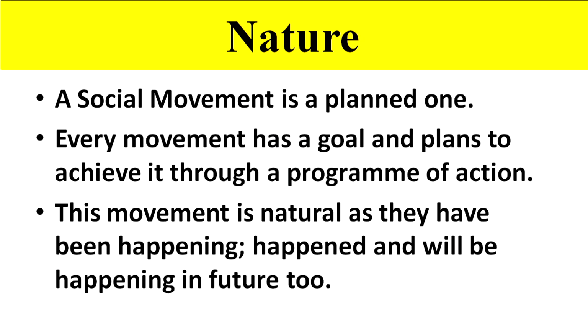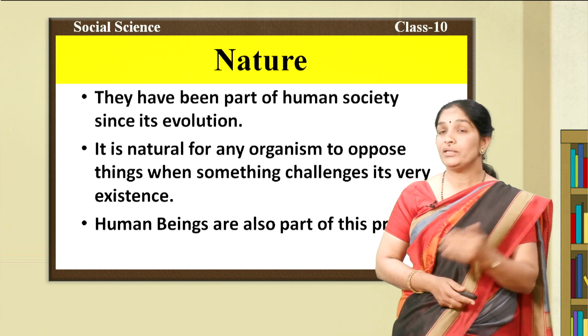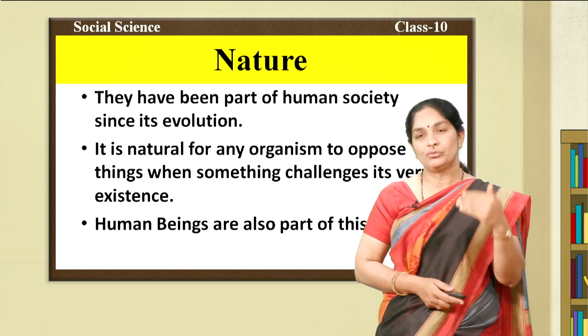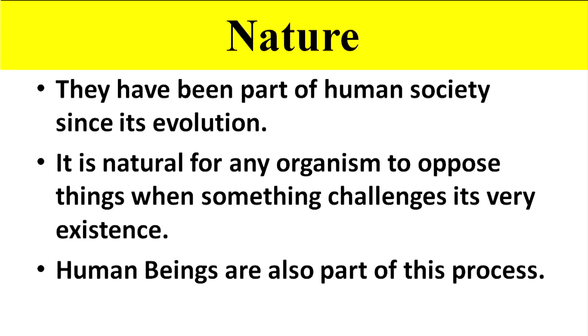And this movement is natural as such movements have been happening and will be happening in future too. Social movements have been a part of human society since its evolution, and it is natural. It is natural for any organism to oppose things. These social movements start to oppose things when something challenges their very existence. If the people are facing problems in the society and there is a challenge to the existence of the people, then the social movement starts.